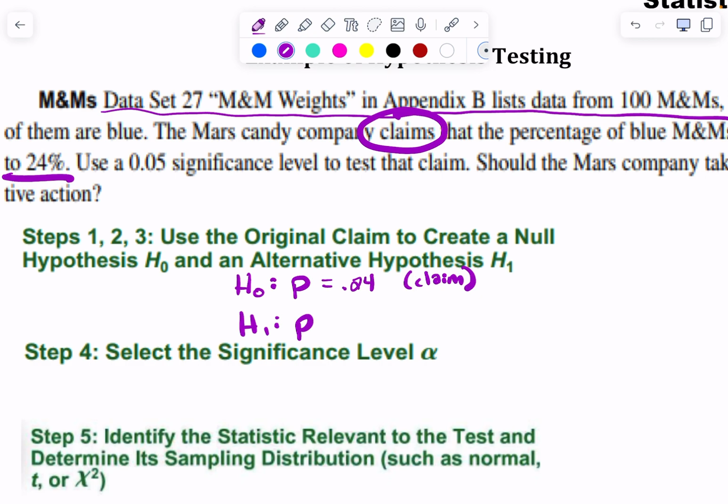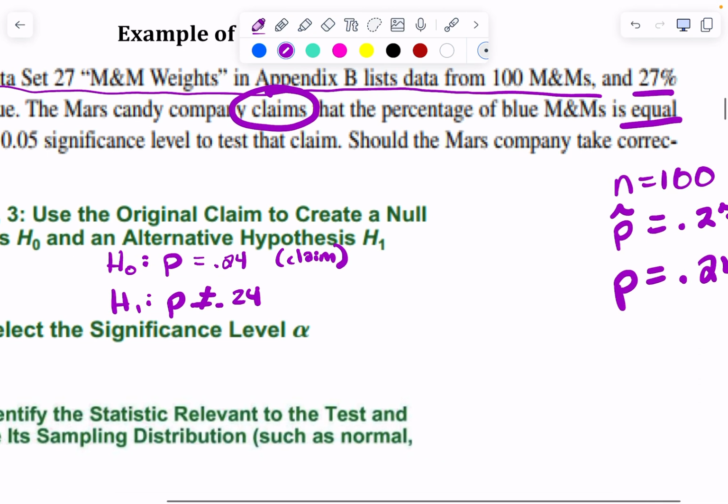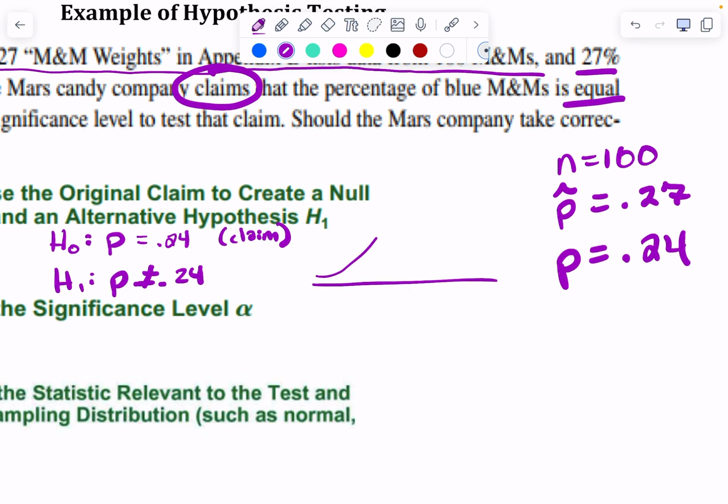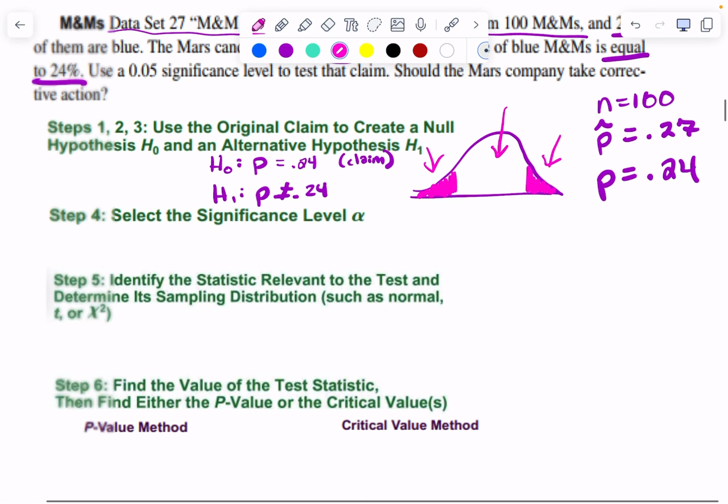So what's my alternative hypothesis? Not equal to 0.24. So when we do a bell curve, is this going to be one-tailed, two-tailed, left-tailed, or right-tailed? Two-tailed, because we have equal to, not equal to. And then I have to decide whether my 27% lives here, or here, or in the middle. We have to decide that, but let's follow the steps.